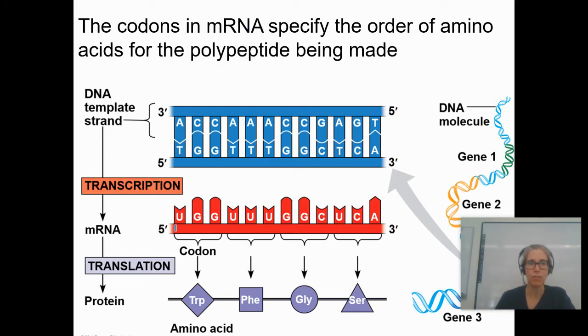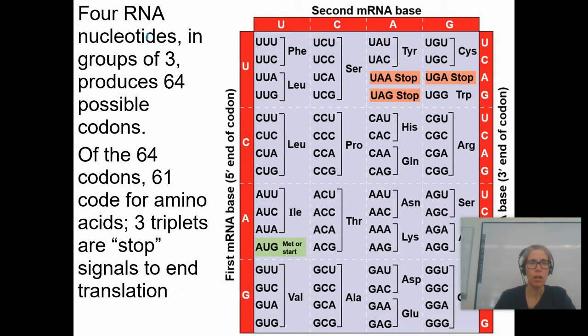So the DNA codes for the RNA. We read the template strand to make the complementary mRNA. And these 3 letters will code for an amino acid. 4 RNA nucleotides in groups of 3 produce 64 possible codons. So anyway, there's too many codons.